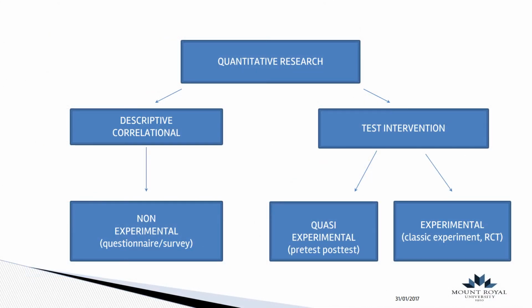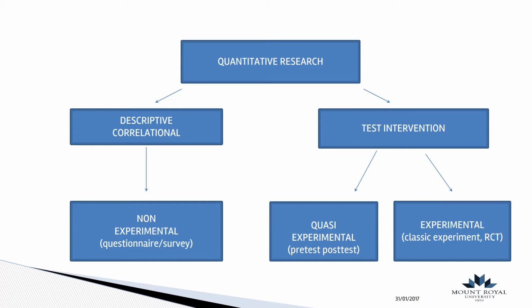So this is a review from a previous class where we looked at the three types of quantitative research, starting on the right side with the two types that test an intervention. Last week we looked at experimental design, the classic experiment, randomized controlled trial, sometimes called the clinical trial. Today we're going to touch on quasi-experimental design. Remember, this is also testing an intervention, but usually lacks one or both of a randomized sample or a comparison group. And then the third type is descriptive or correlational research.